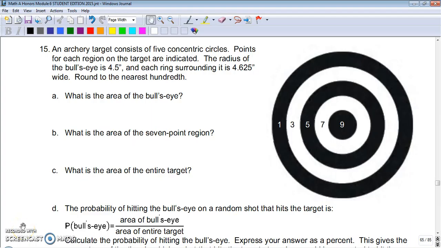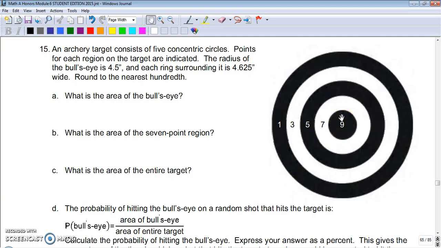This video will cover the 5th page in the 6.3c lesson, area of a circle, which is one problem that involves a target. An archery target consists of 5 concentric circles, meaning all the circles share the same center. Points for each region on the target are indicated. So this is a 9-point region.